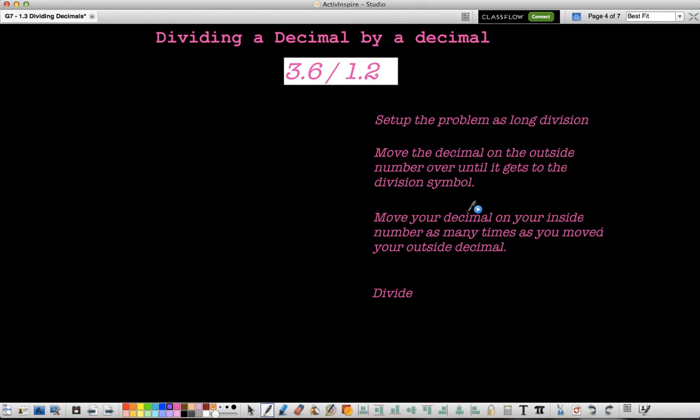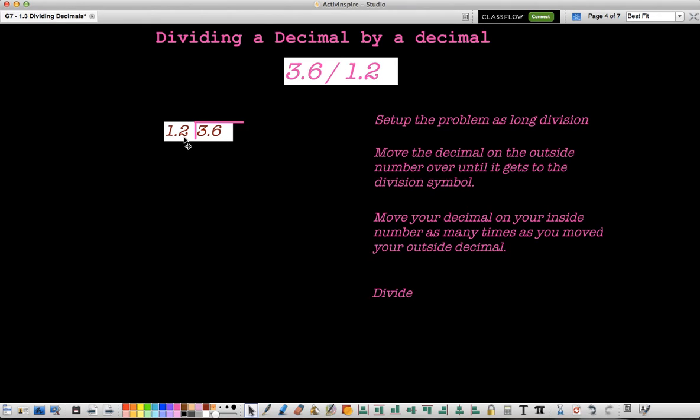All right, when you're dividing a decimal by a decimal, it's still long division, but there's 2 extra steps in it sometimes. So we have to set up the problem as long division. So I have 3 and 6/10 divided by 1 and 2/10. When I set that up, it looks like this. I have the 1 and 2/10 on the outside because it's the divisor. Then I have to move the decimal on the outside number, the divisor, over until it hits the division symbol.